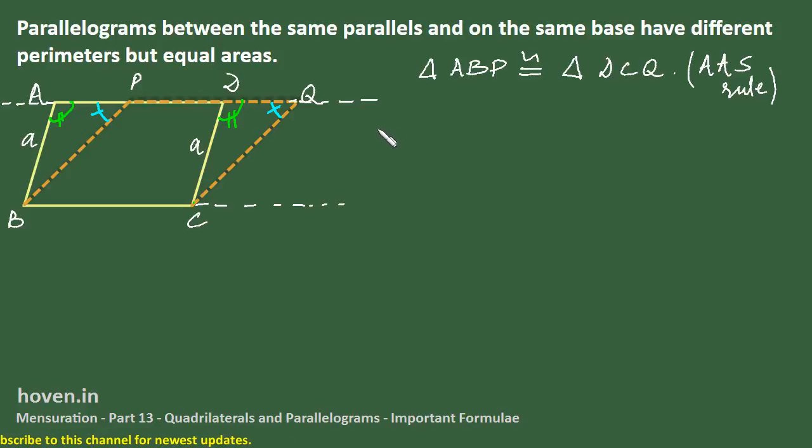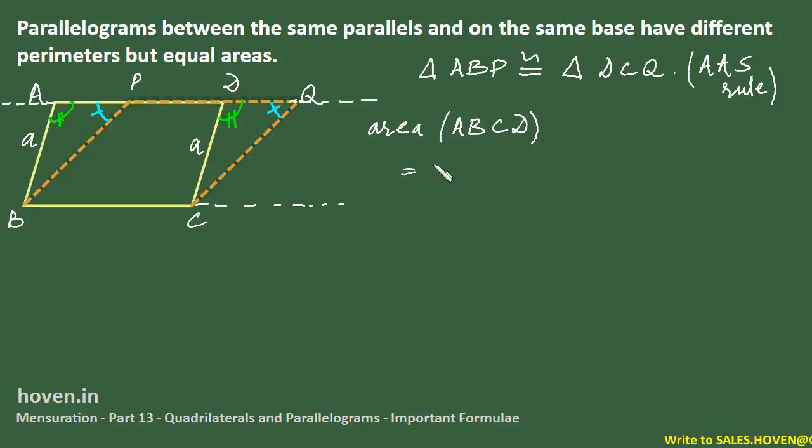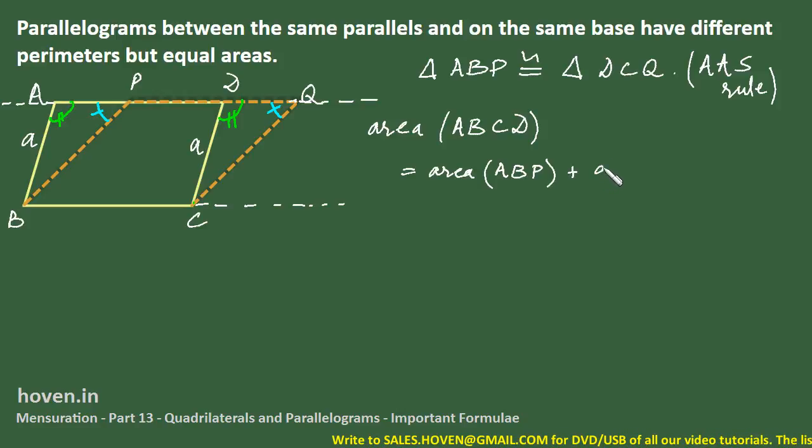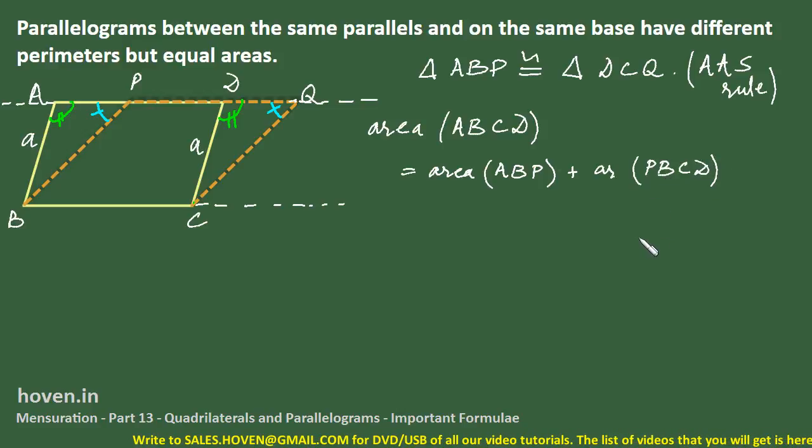So let us see how we write. We can write area ABCD is equal to area ABP plus area PBCD.